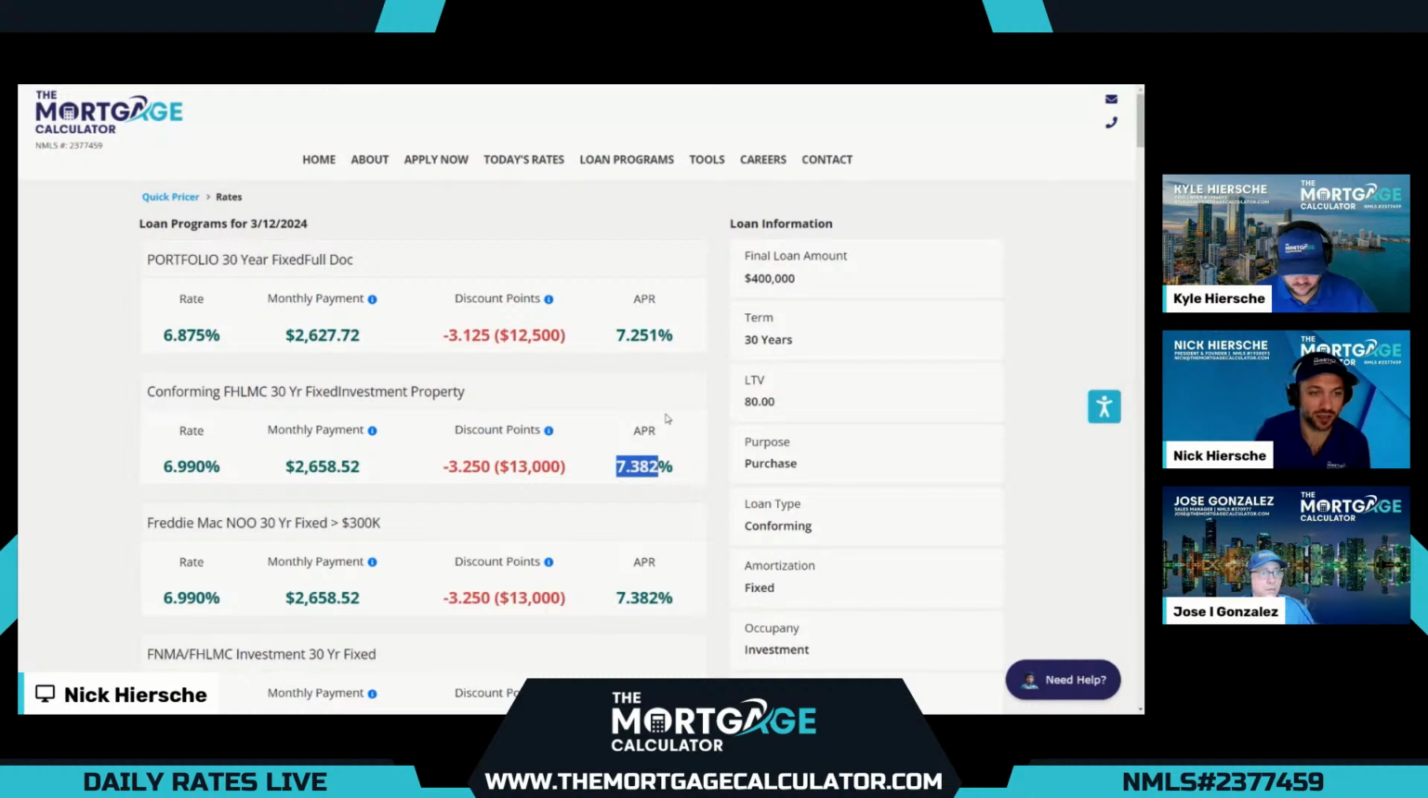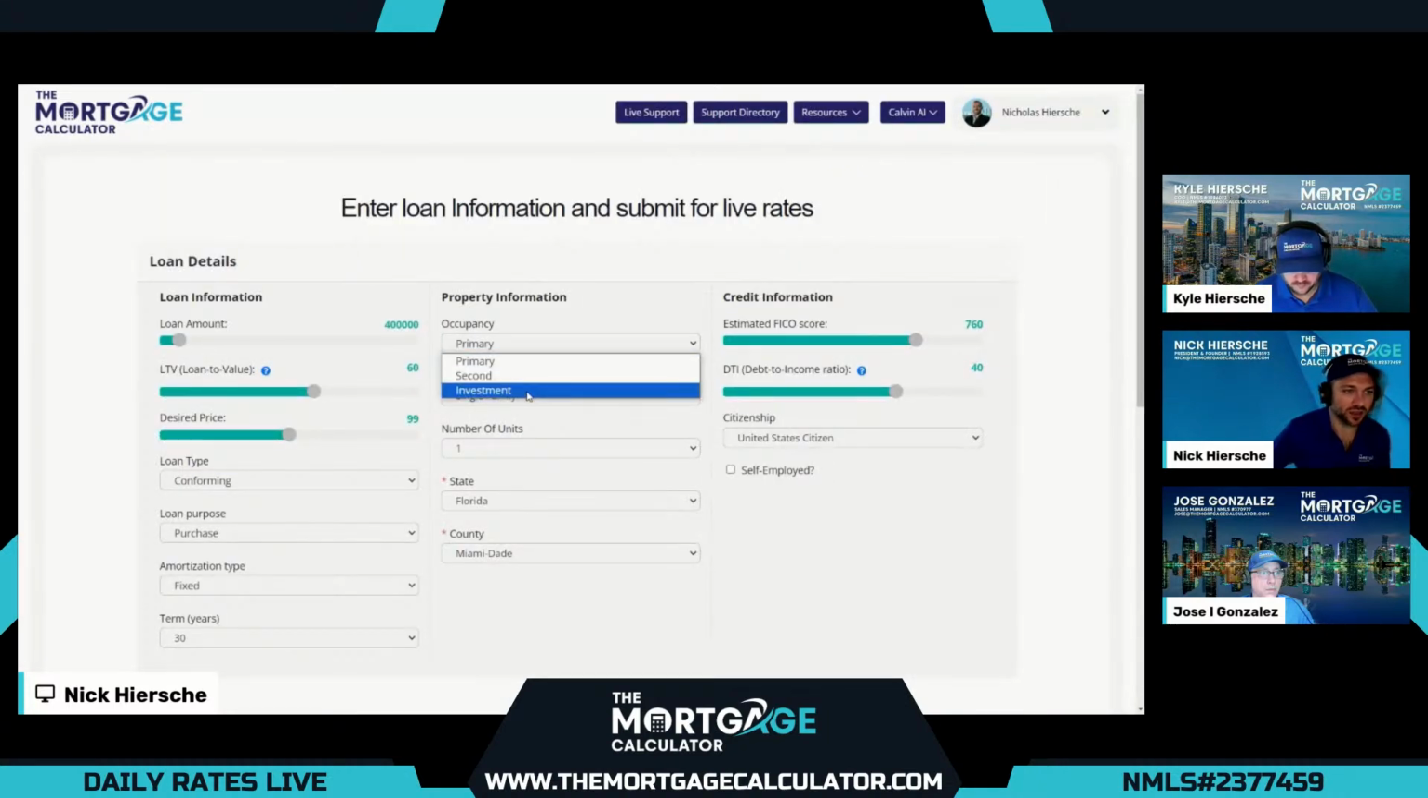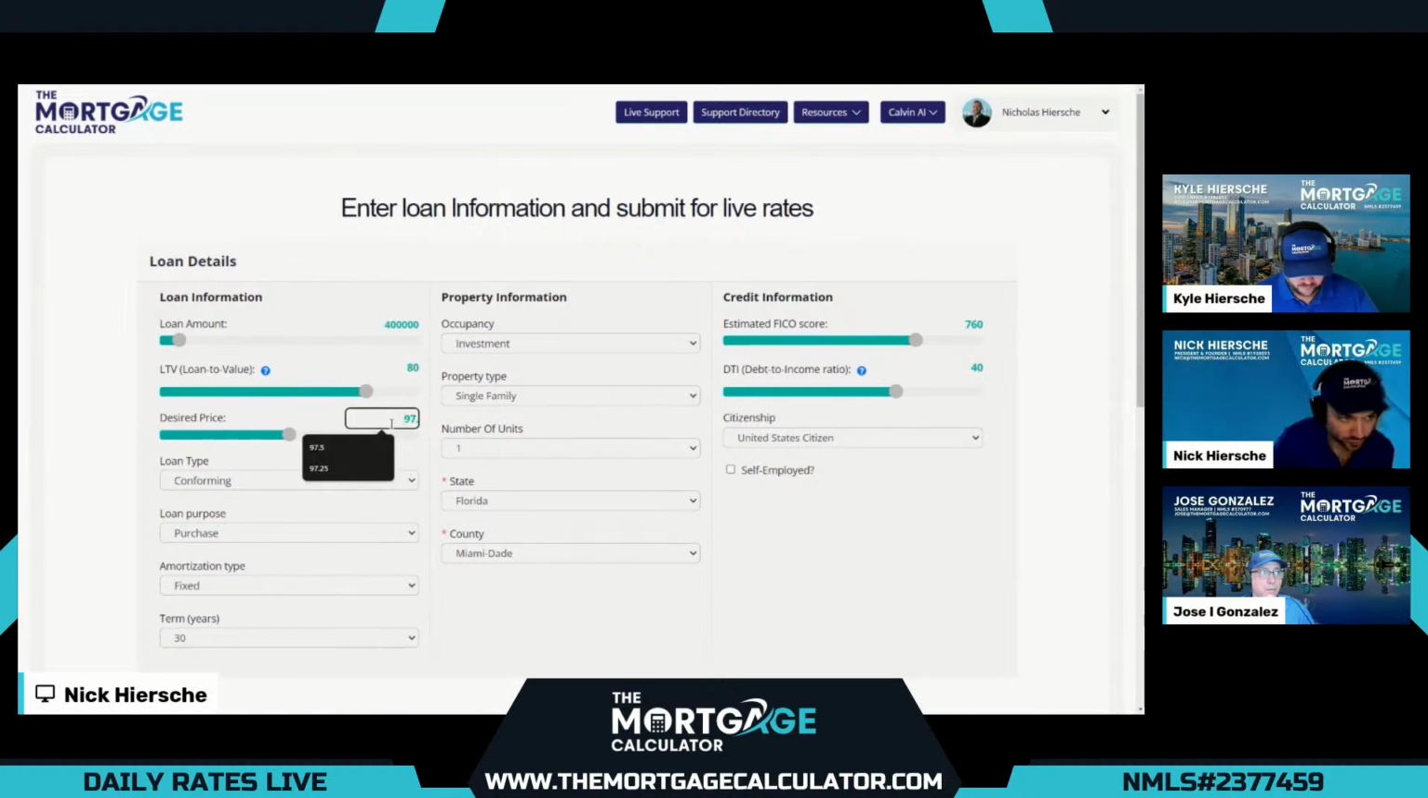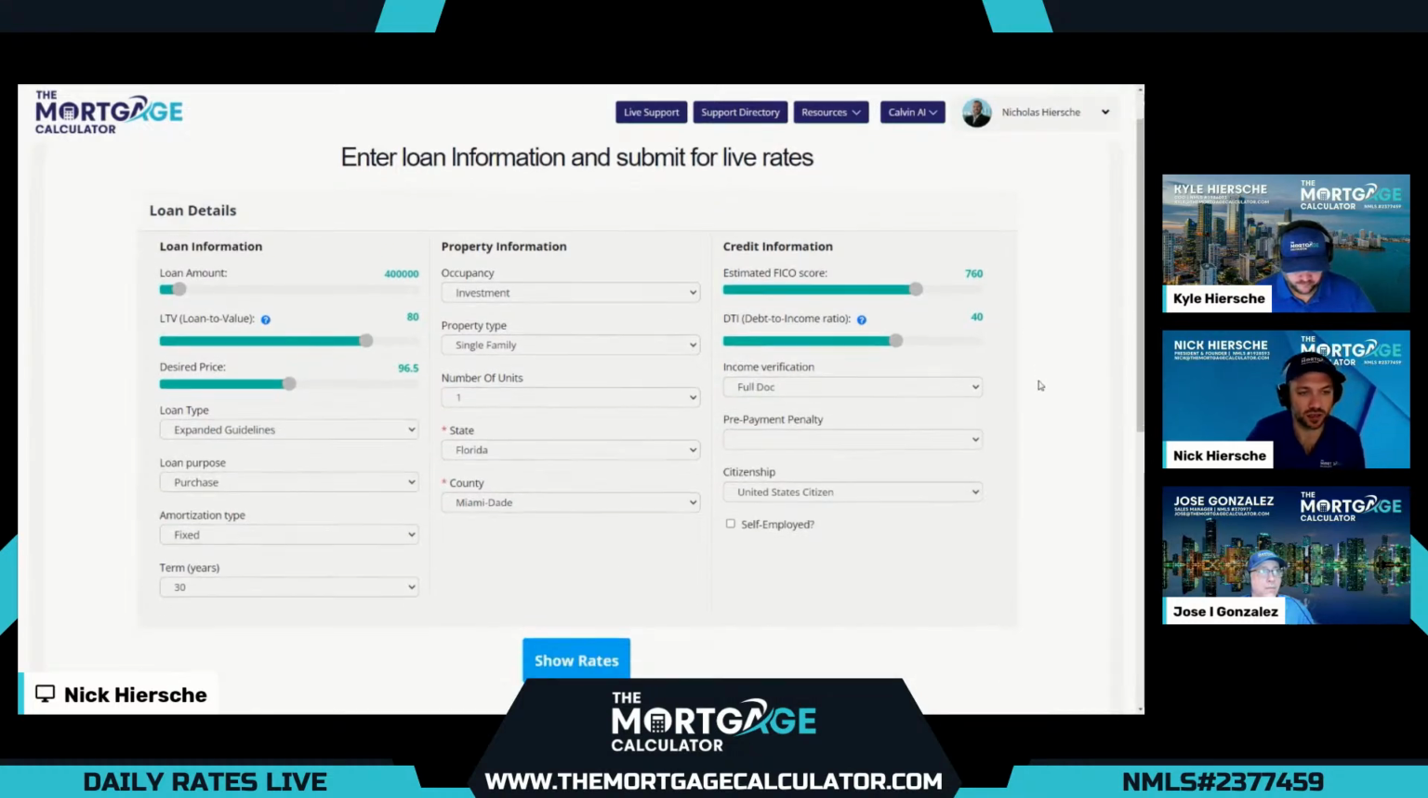And I definitely recommend all of our investors check out our final option here, which is the best one. It's going to be our non-QM investment options. So we'll set up the same scenario here, 80% loan to value. And we'll find the lowest rates we can offer for our expanded guideline, also known as non-QM.